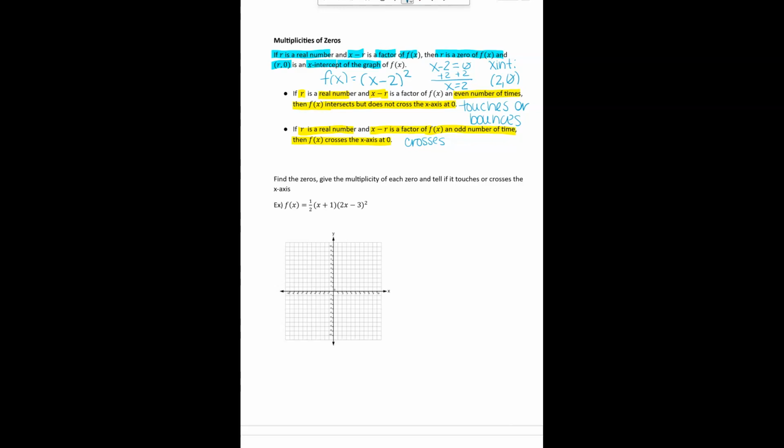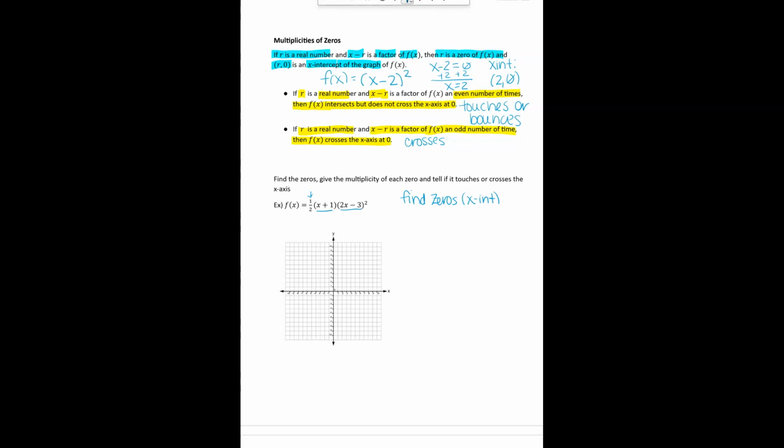Alright, so we're going to find the zeros, give the multiplicity of each 0 and tell if it touches or crosses the x-axis. Now the awesome thing about this, we don't have to worry about this guy, right? He's just out here, extra information right now. All we worry about is what's inside the parentheses. And then, after we solve for that, we worry about the powers. Okay, because the powers is where the multiplicity comes from. Alright, so we're going to find the zeros or x-intercepts, which we know how to do, right?